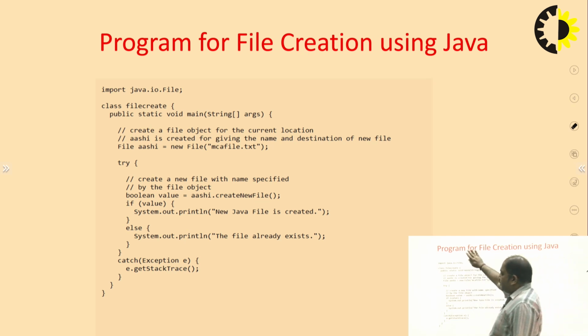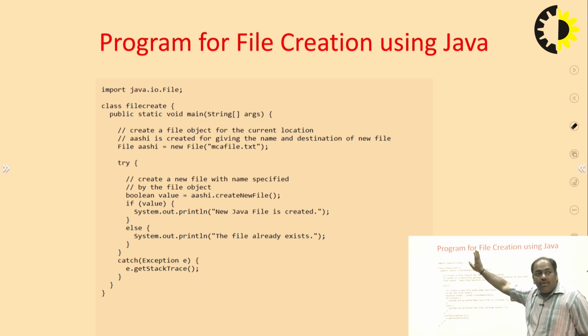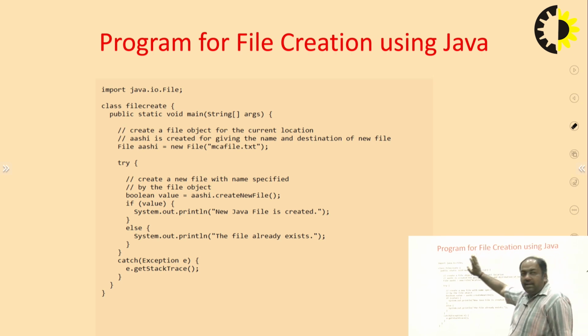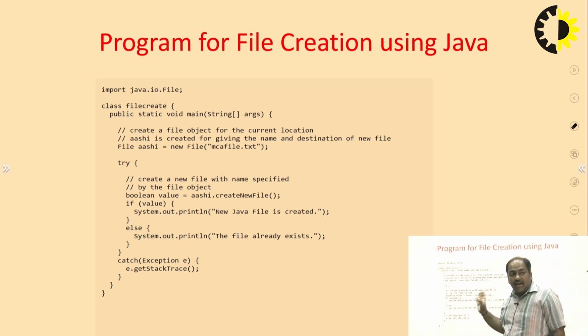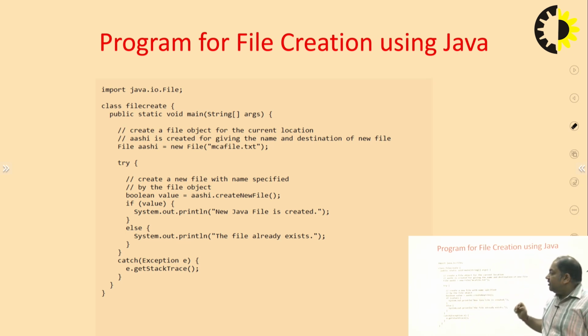I will explain it again. First we import the package which is java.io.File. Then we create a class. We have given a name to the class, which is FileCreate. Then after naming the class, we create an object for a new file. In that object we have defined the file name and also the location. If we have not specified any location, then this file will be saved at the location where this program is stored.